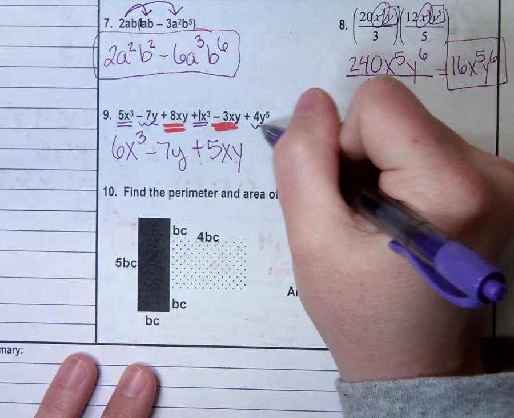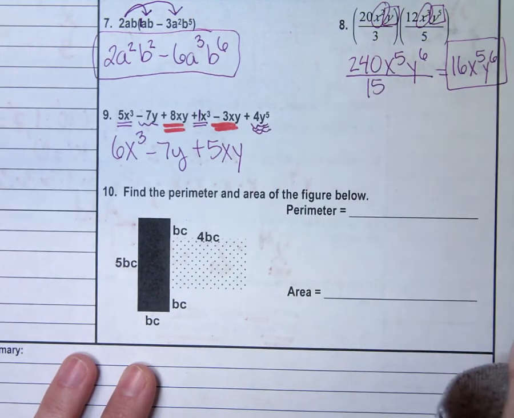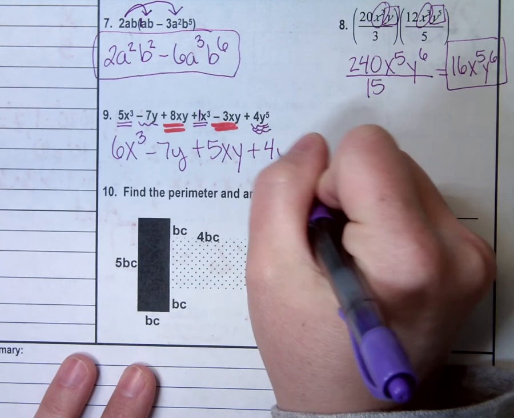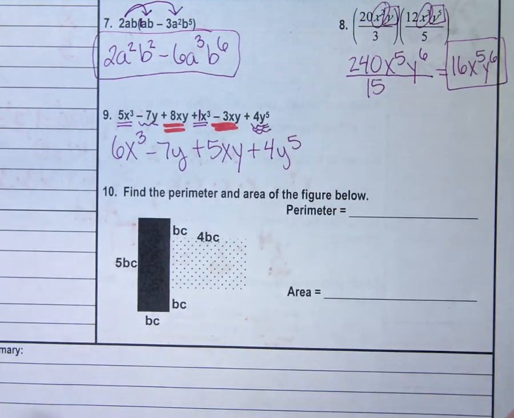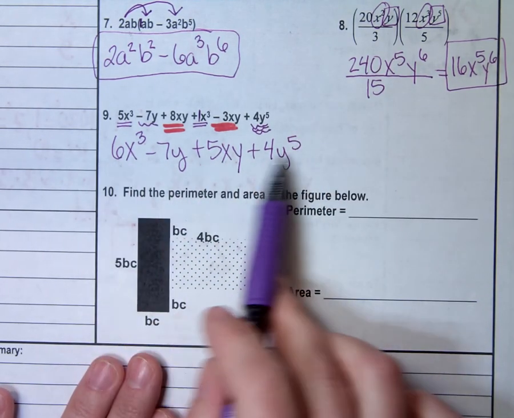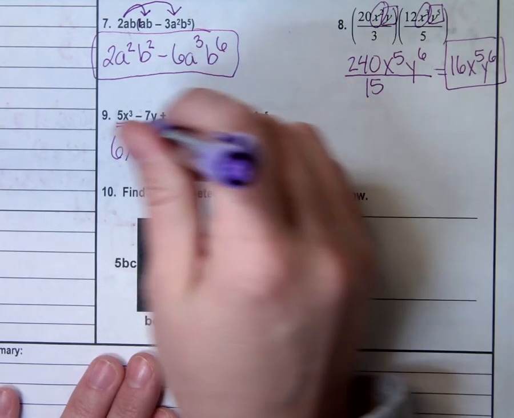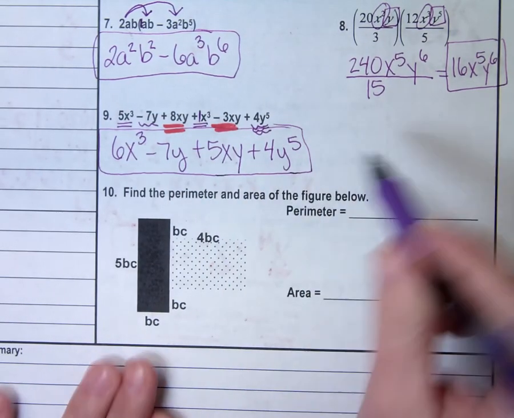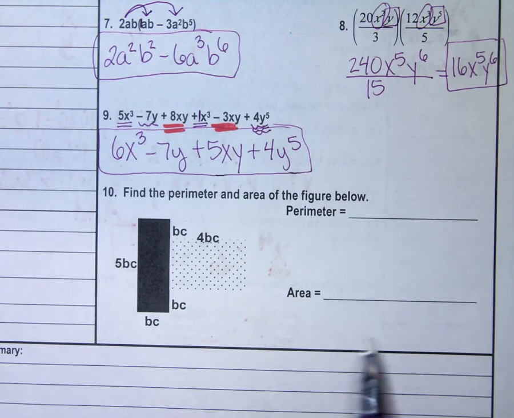And then the guy in the back is a y to the 5th. Do you see any other y to the 5ths? Nope, so I just recopy it. And that is as good as it gets. I can't add or subtract any of these because none of these are like terms. So adding and subtracting, do not change a thing with the exponents.